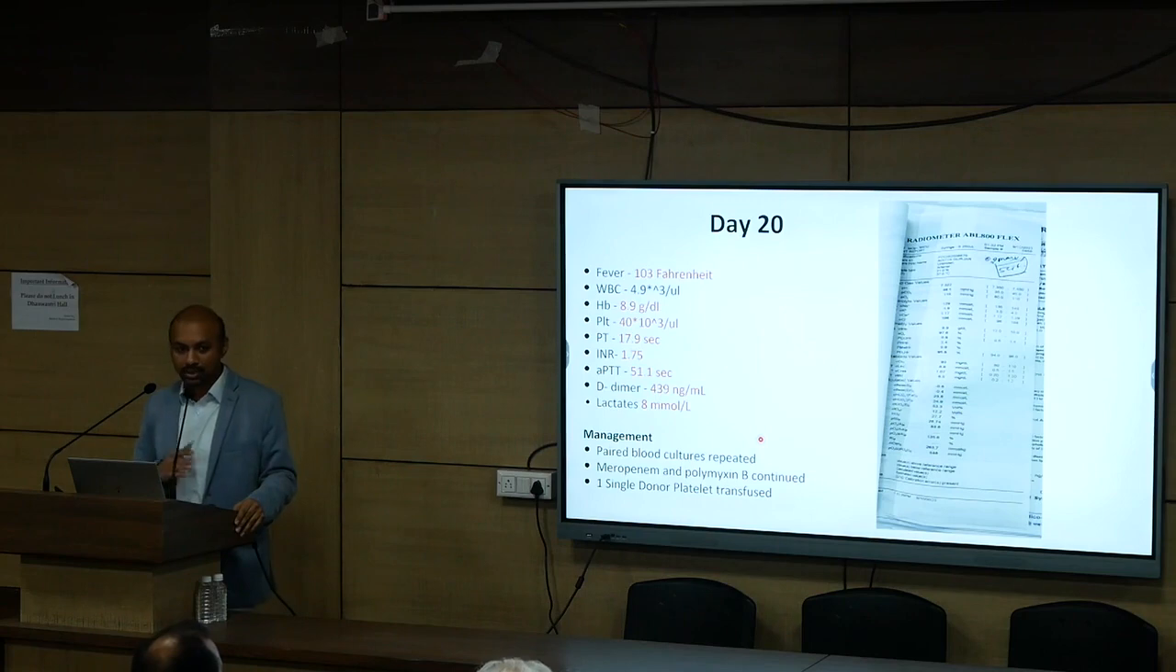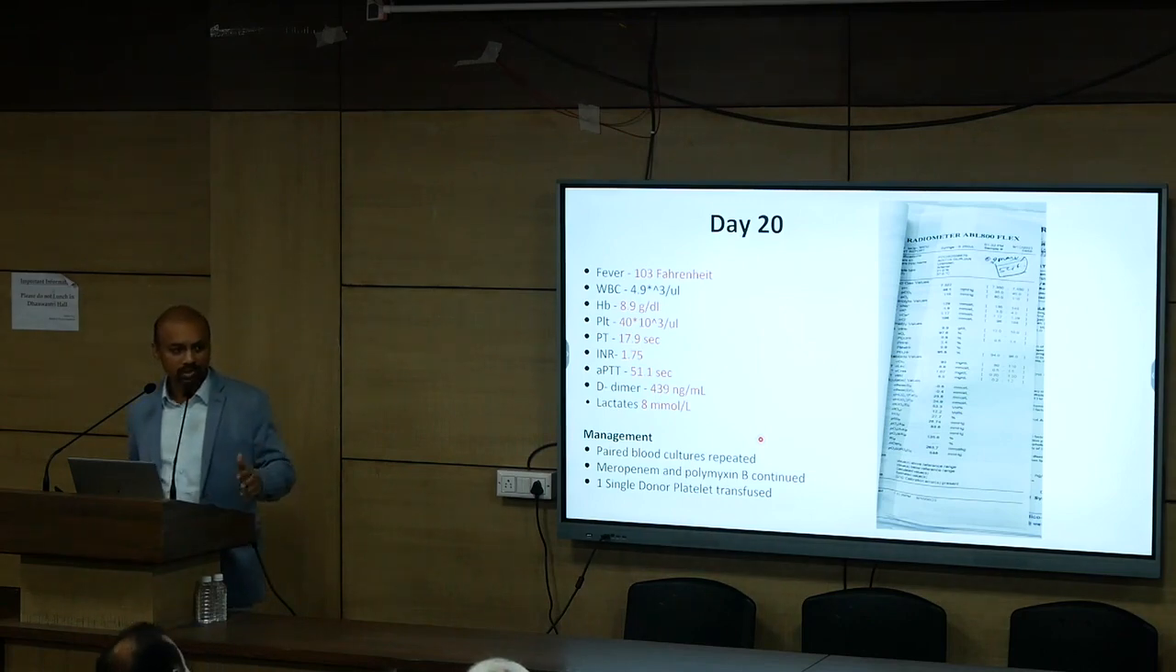So he completed around 5 sessions of plasma exchange. On day 20, he again had a persistent fever of 103 Fahrenheit. Now his labs were deranged throughout. His hemoglobin dropped to 8.9 grams per dL. Platelet count was 40,000. Prothrombin time and INR were deranged. APTT was quite high, 51 seconds. D-dimer was high. Lactate was 8 millimole per liter.